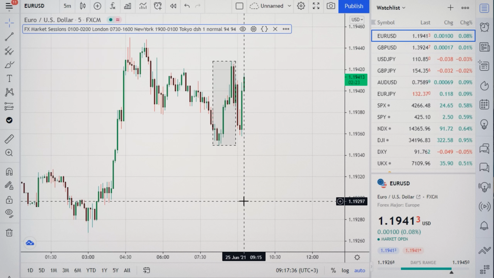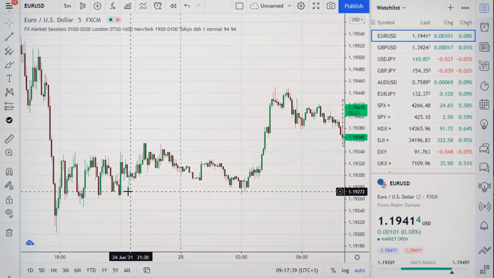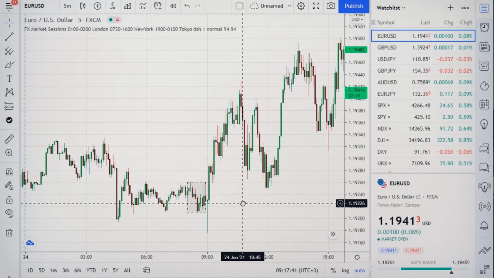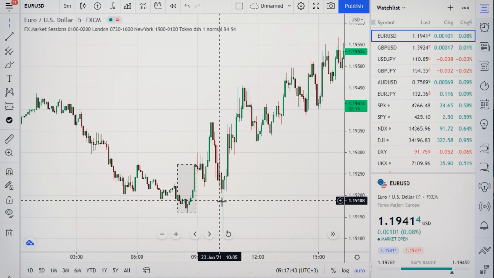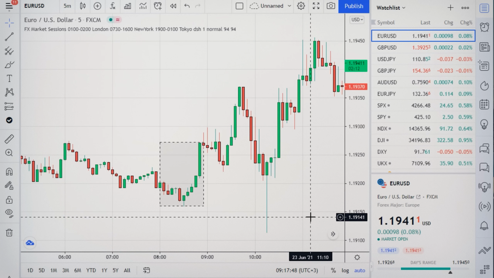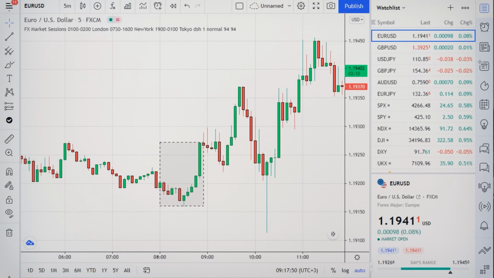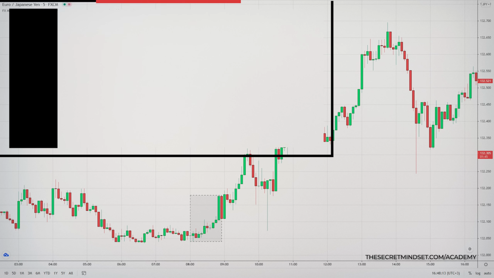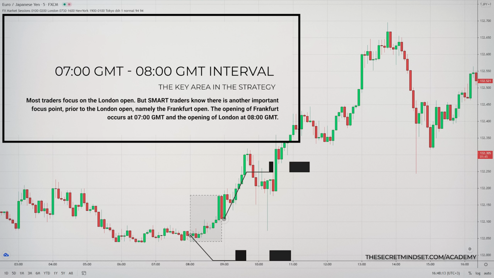The opening price is the point from which all daily activities originate. It's a very important price level, according to which big traders move from a long vision to a short vision and vice versa. We can therefore consider the opening price as the crossing point representing the sentiment of the day. Here's the key point of this strategy. Most traders focus on the London Open, but smart traders know there is another important focus point prior to the London Open, and that is the Frankfurt Open.